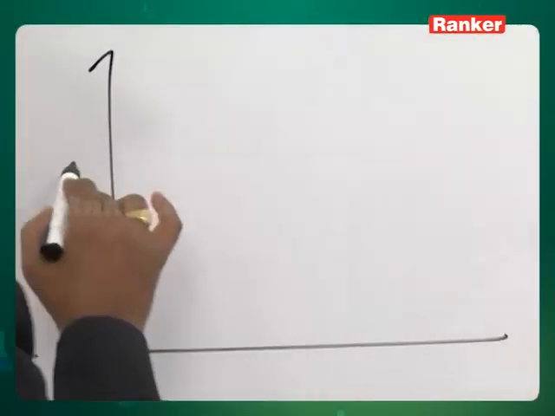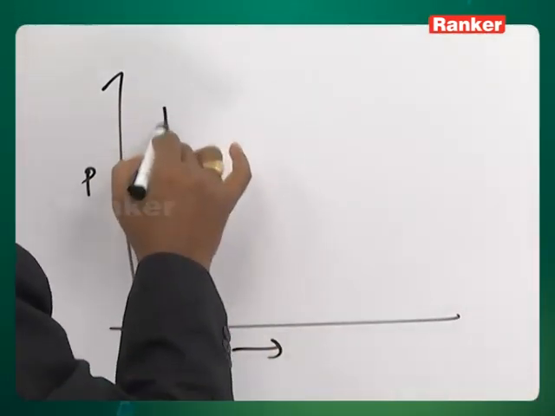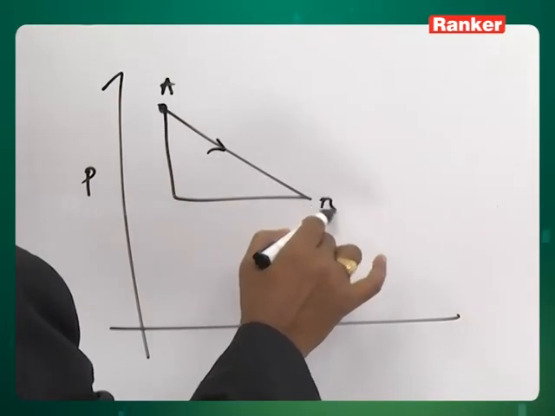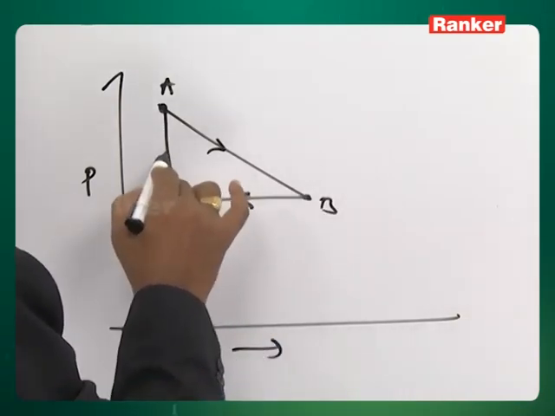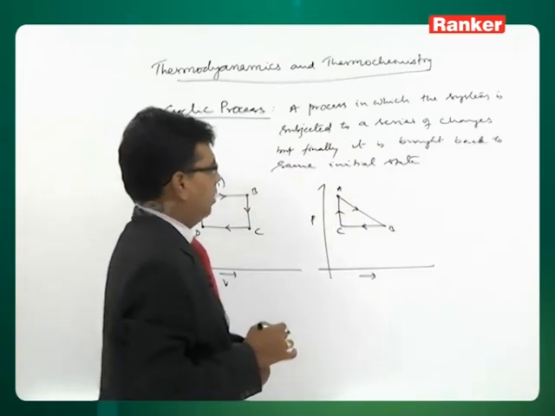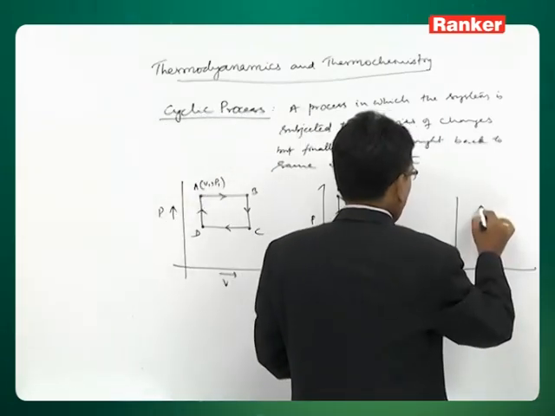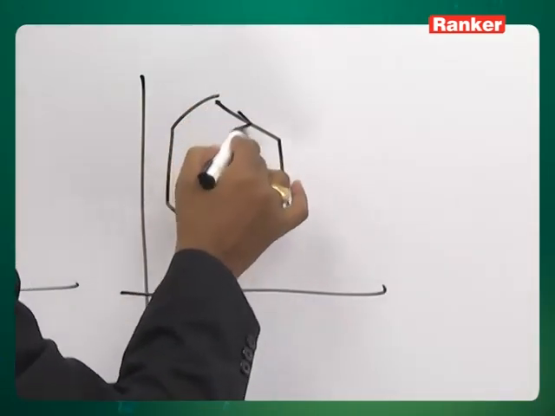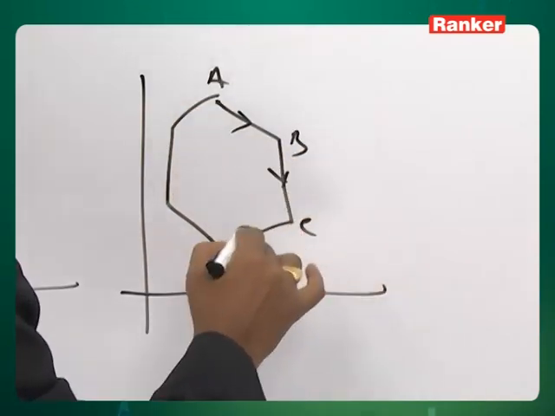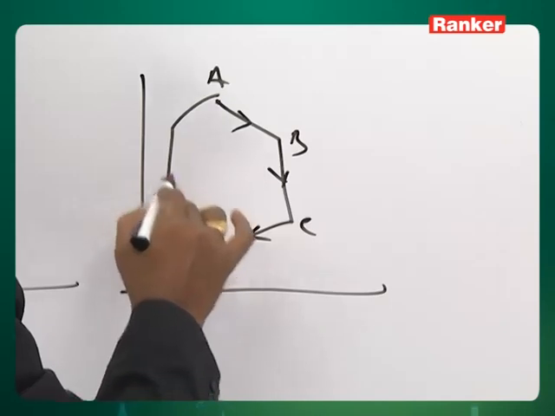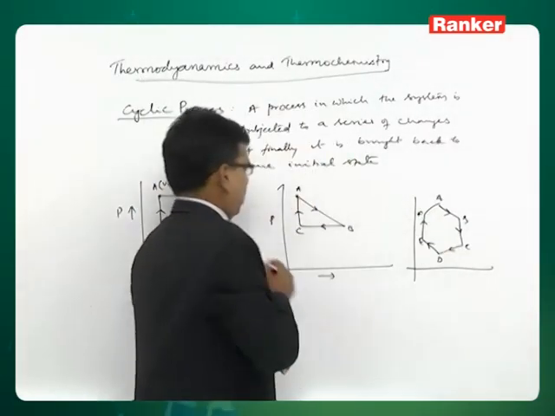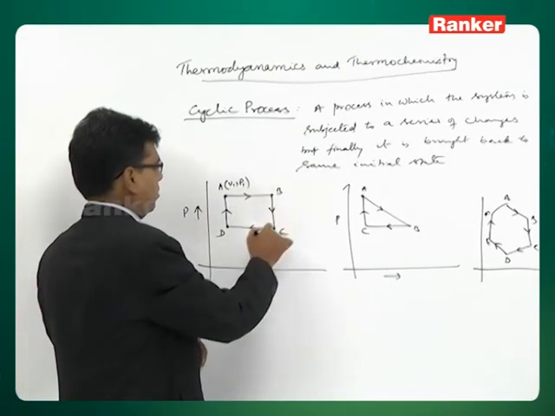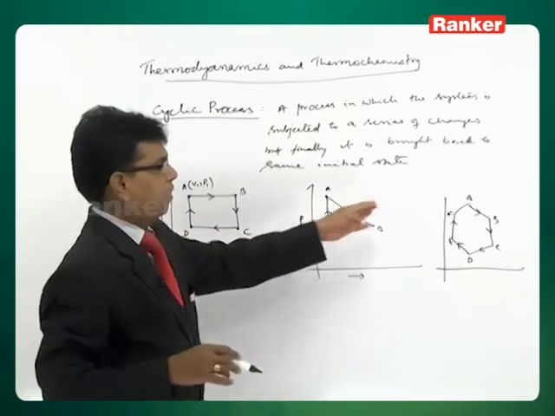And the cyclic process not only like this, even it can be 3 step, A to B, B to C and C to A. Even it can be a 3 step, or even it can be like this, so many changes, A, B, C, D, E, F. In all the process it is the same, from same initial state, I mean from one single state it is finally reaching to the same initial state after different paths.